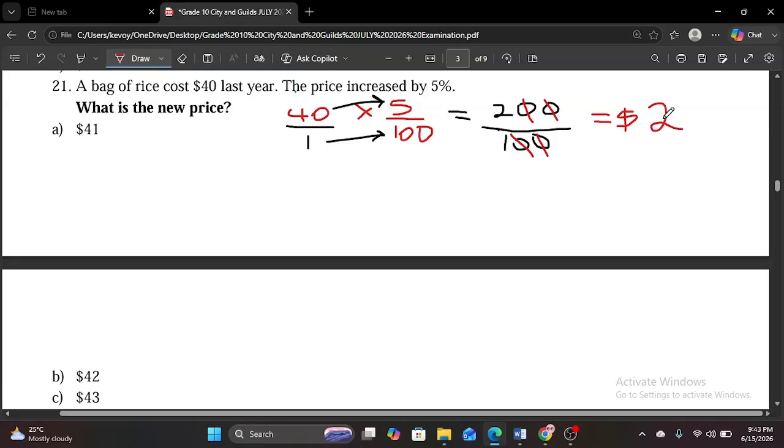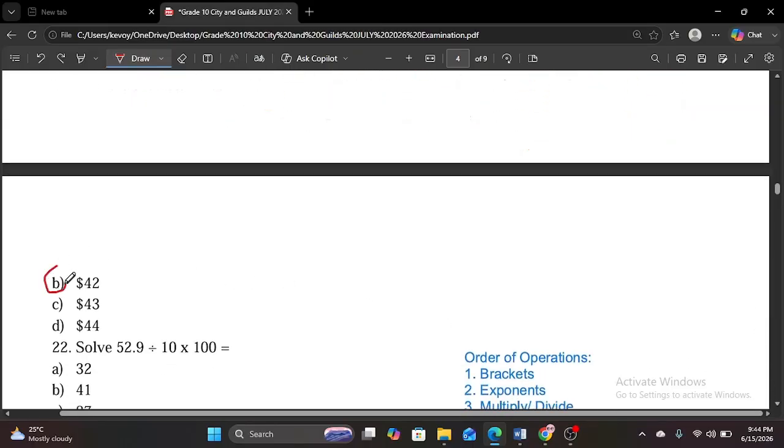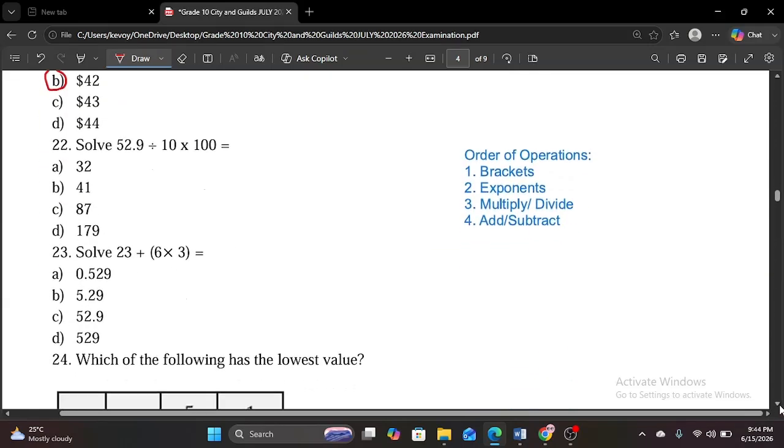All right, so if we add 2 plus 40, the new price after it increases is going to be equal to B, which is 42. All right, so moving down.